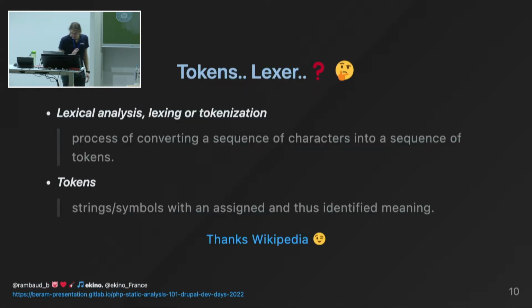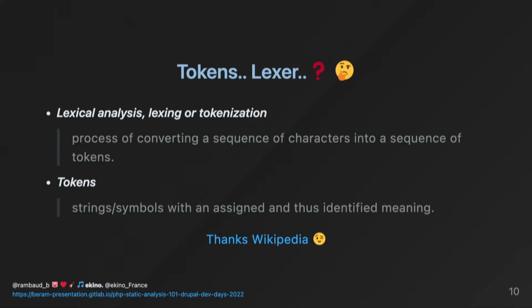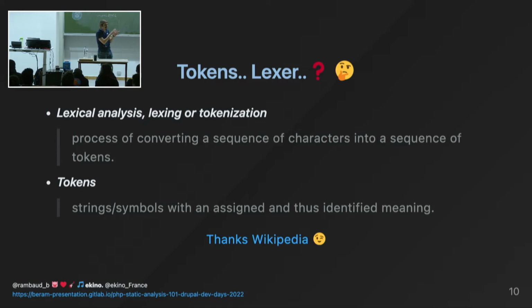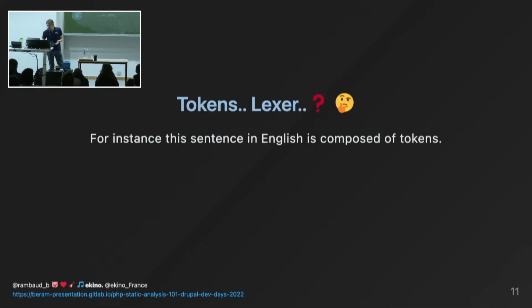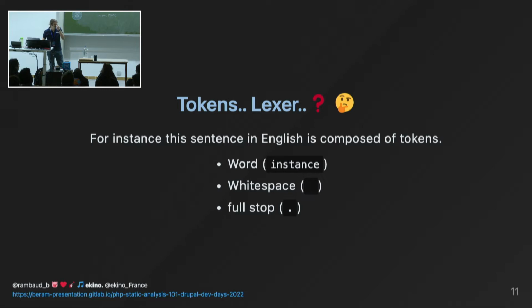Lexical analysis, tokenization, everything. In fact, it's really simple. You take a big string, which is your code, and you decompose it into smaller chunks, which are called tokens. A token is just a symbol to which you give a meaning. For instance, this sentence is composed of words, it has spaces, and at the end it has a full stop. Basically, each of these things is a token.